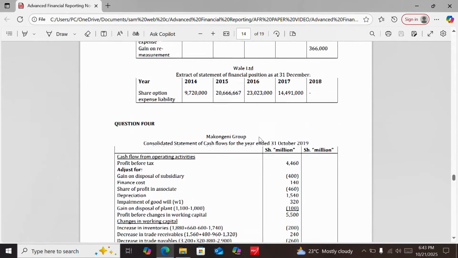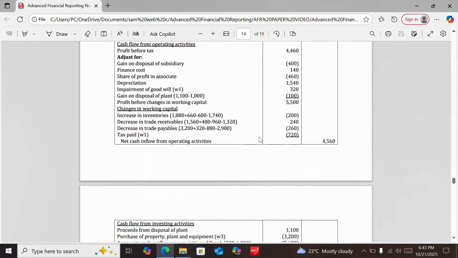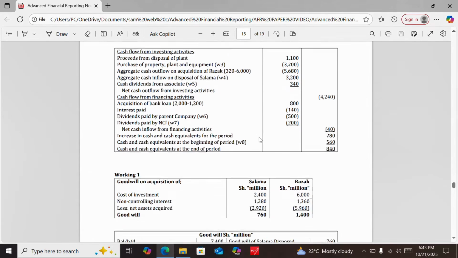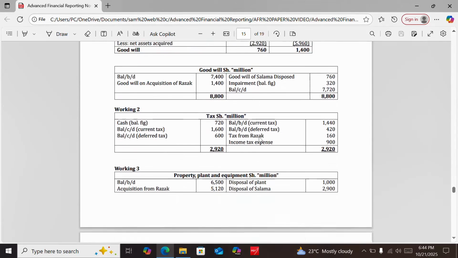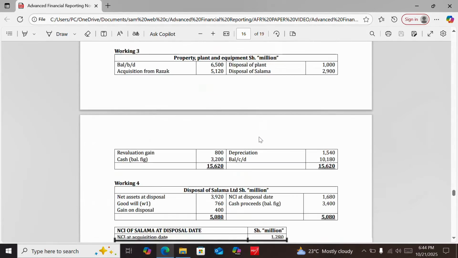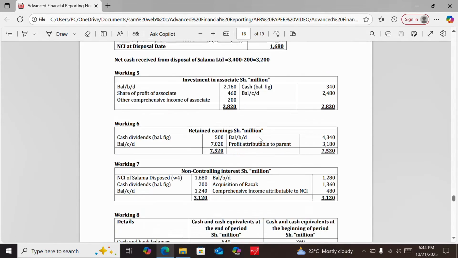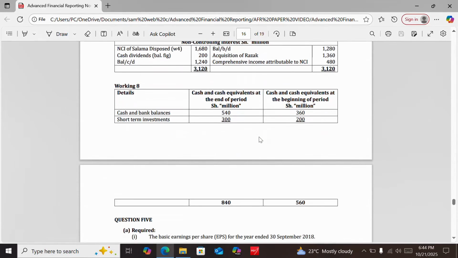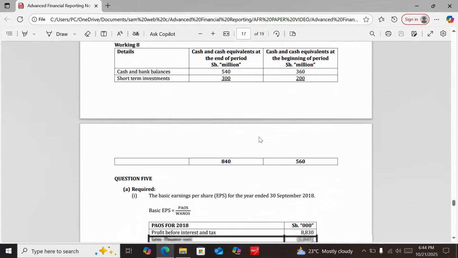Then we have question 4, the consolidated statement of cash flow from an organic group. So to continue up to the next page like that. Then we have the workings, working 1, working 2, working 3, working 4, working 5, working 6, working 7, up to working 8. Working 8 is the final working of that question on group cash flow.